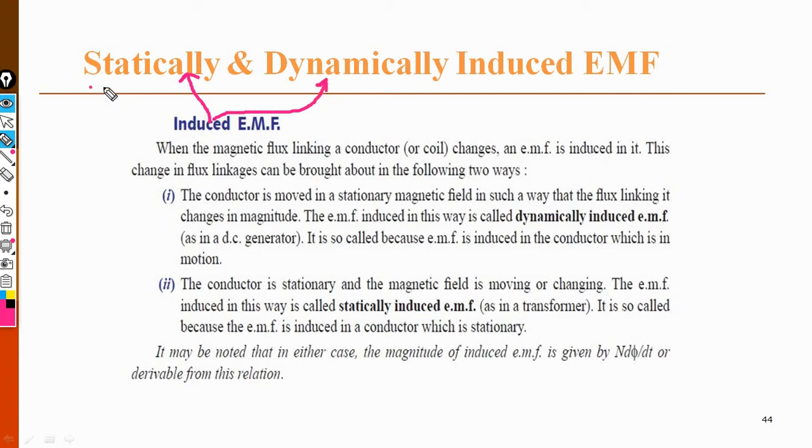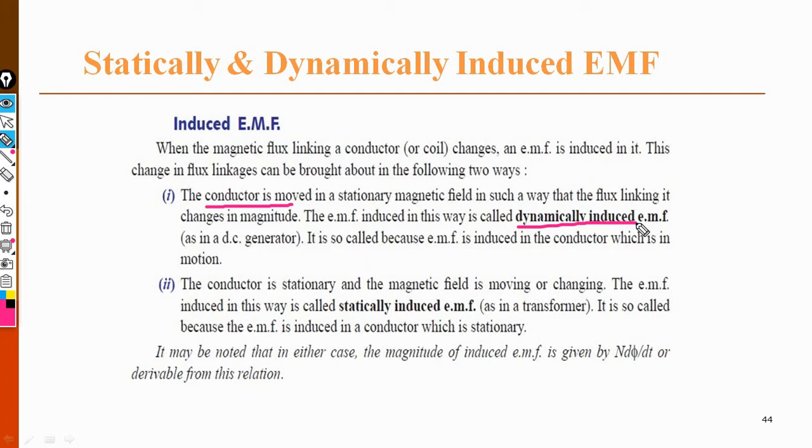Statically means it does not move, that means any type of rotation does not take place in statically, and dynamically is one in which moving takes place, that means magnetic flux moving from one side to another side is called dynamically induced EMF. Then first we have to explain dynamically induced EMF, that means the conductor is moving in dynamically induced EMF.